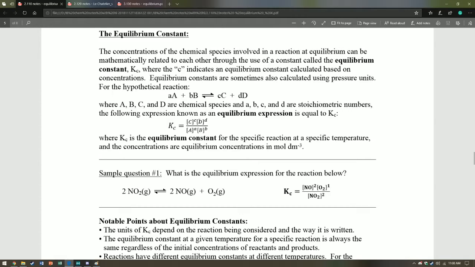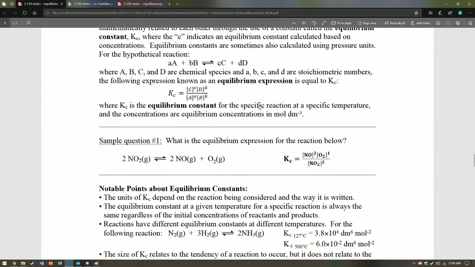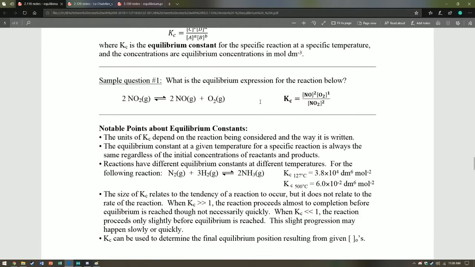But you can just think of it as product over reactant, and the reaction is given here for this hypothetical reaction. It's the concentration of C to the power of its stoichiometric coefficient, which is this little c, times the concentration of D to its stoichiometric coefficient, over A to its coefficient and B to its coefficient. And Kc is called the equilibrium constant, which changes with temperature, and the concentrations are measured in molar.